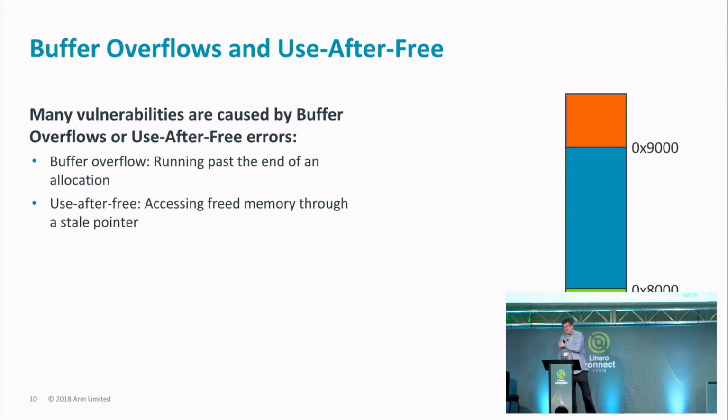Buffer overflows are when you access memory running out past the end of an allocation. So in the diagram of memory on the right, if you had your buffer from 8,000 to 9,000, and for some reason you tried to access 9,500, that's a buffer overrun. And we're also talking about use after free, which is accessing freed memory through a stale pointer, a pointer that exists to memory even though you freed it. Many, many vulnerabilities in the CVE database are caused by these vulnerability types.